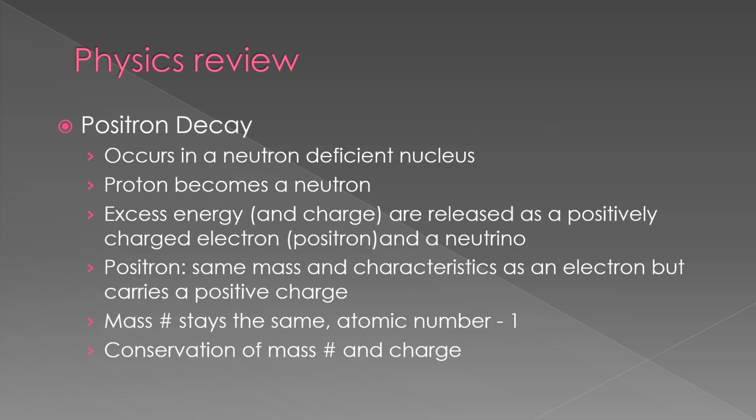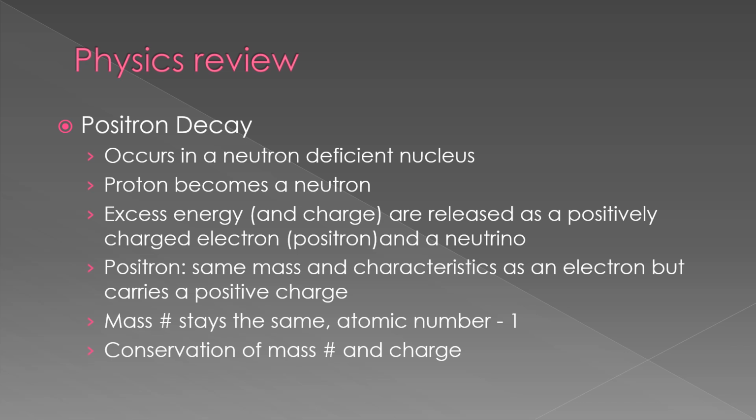To recall nuclear physics as it relates to positron decay, recall that positron decay occurs in a neutron-deficient nucleus. The proton becomes a neutron. The excess energy and charge are released as a positively charged electron, also known as a positron, and a neutrino. The positron has the same mass and characteristics as an electron, but it carries that positive charge away from the nucleus.